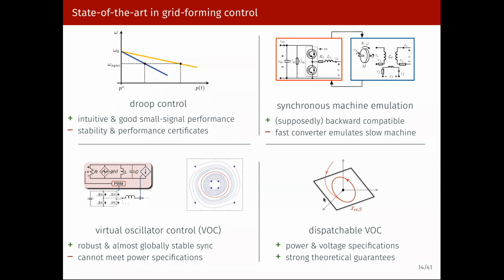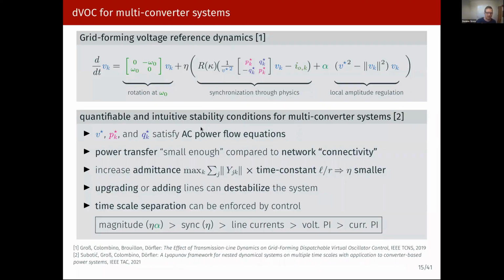Okay, so just to give you a flavor for the type of guarantees that you can get, here's the control law, but let's not get into this too much. The power set points you need to give this control obviously need to satisfy the AC power flow equations. And then you can see that the power transfer needs to be small enough compared to what the network can handle, so you don't want any bottlenecks in your network. That's one of the key conditions for making this stable.